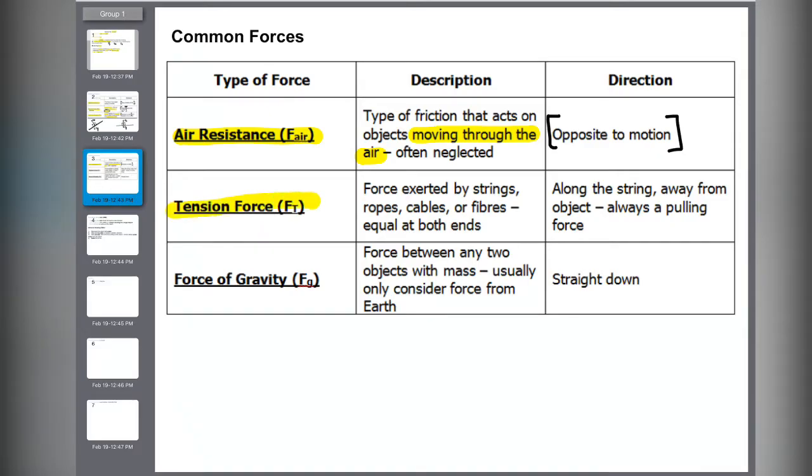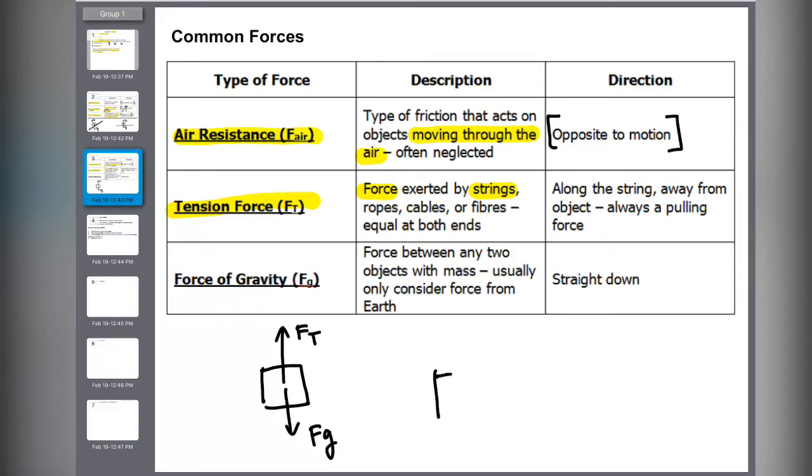Force of tension, or tension force, is a force exerted by a string, rope, cable, or fiber. If I have an object that is hanging by a rope, along the rope it will experience this force called the force of tension, but at the same time, the force of gravity is acting on it.